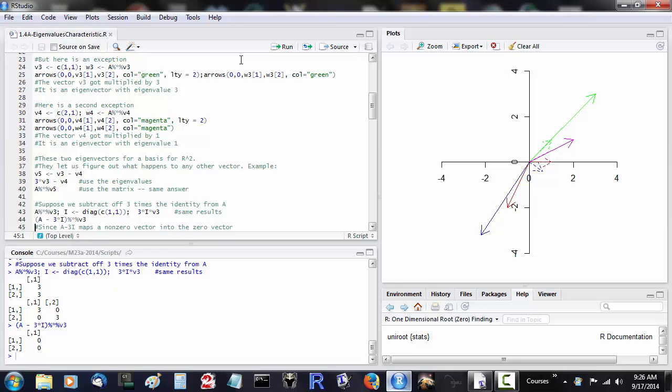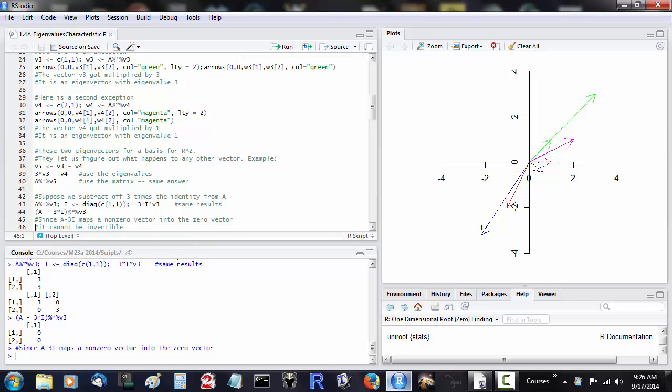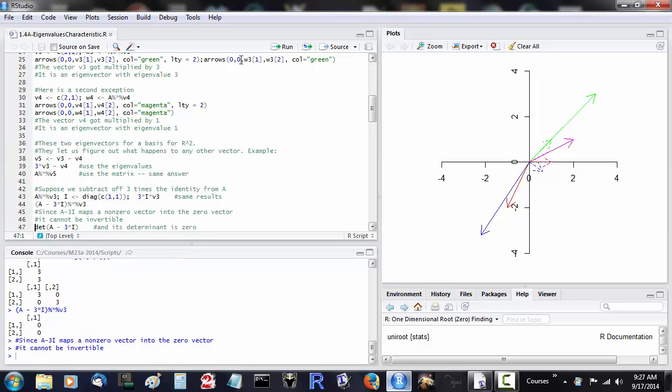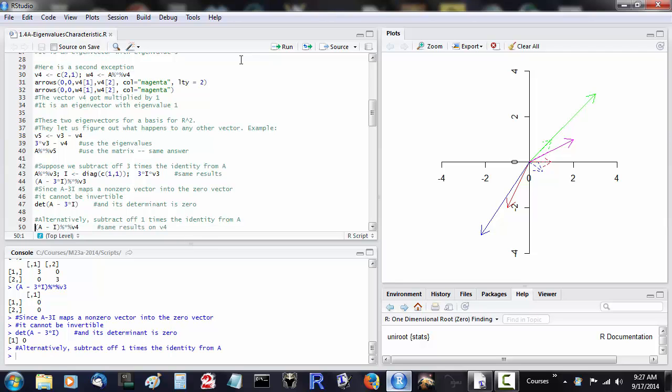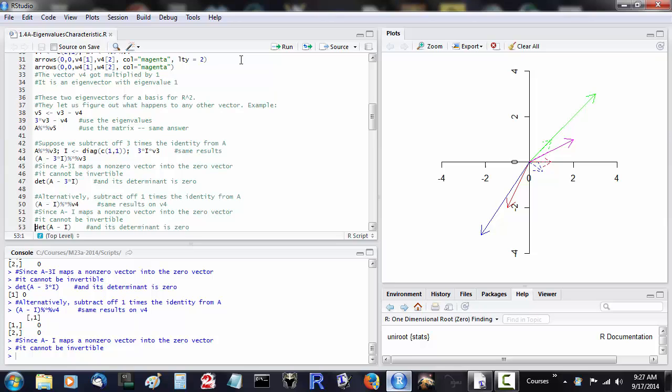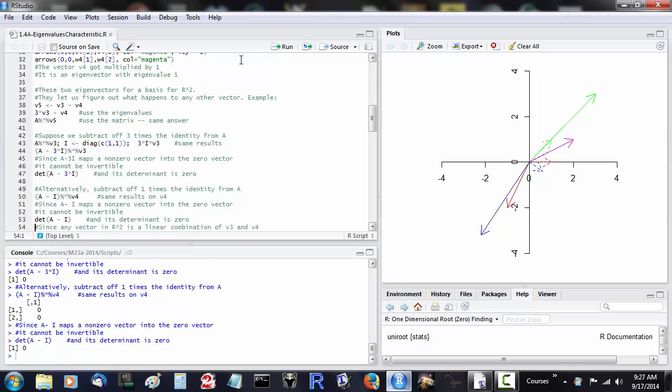As you now know, the dimension of the kernel plus the dimension of the image is the dimension of the domain, 2 in this case. If the kernel is one-dimensional, the image can only be one-dimensional. That means that A minus 3I cannot be surjective, cannot be onto, and it's therefore not invertible. Another way of looking at this, if I calculate its determinant, I get 0. I can do the same thing with the other eigenvector, V4. If I subtract off 1 times the identity, again, I find that the determinant of the resulting matrix is 0.